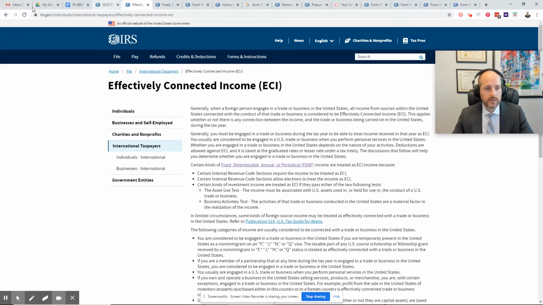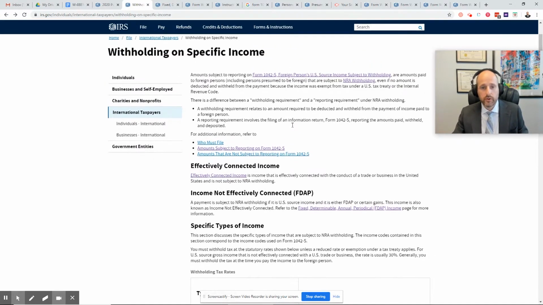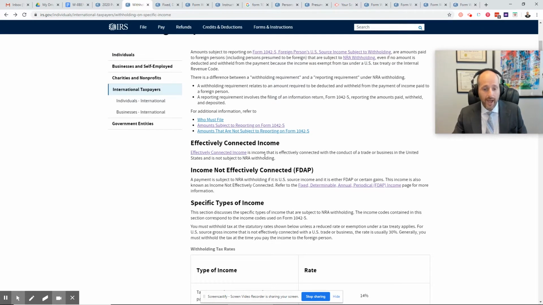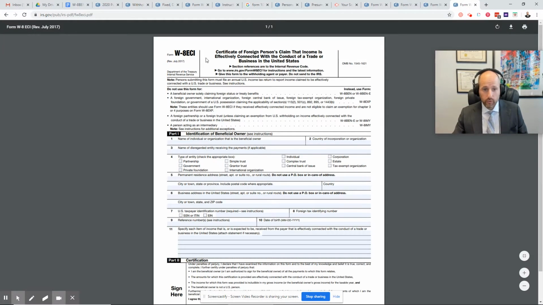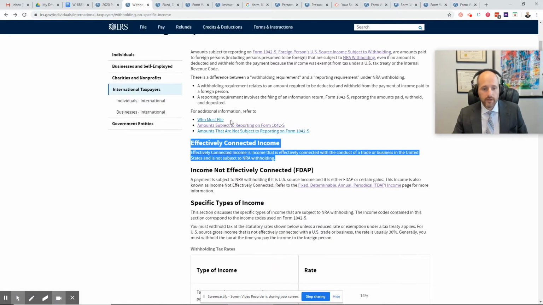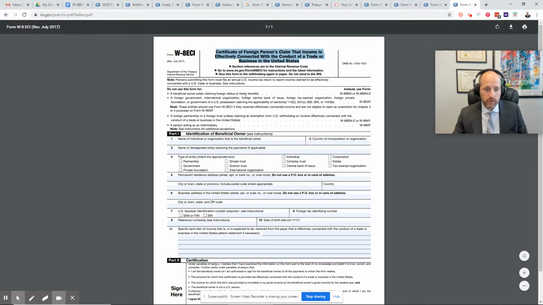And as shown on this page, there's no non-resident withholding because you're already paying taxes on this. To avoid the non-resident withholding, you're going to have to disclose and show to the person who's doing the withholding that you have effectively connected income and you are paying tax on it. And that's this form, right? Certification of foreign person's claim that income is effectively connected with the conduct of a trade or business in the United States. So on the first step, if you have effectively connected income and you say, I'm paying taxes, you don't need to withhold, they should ask you for this form.